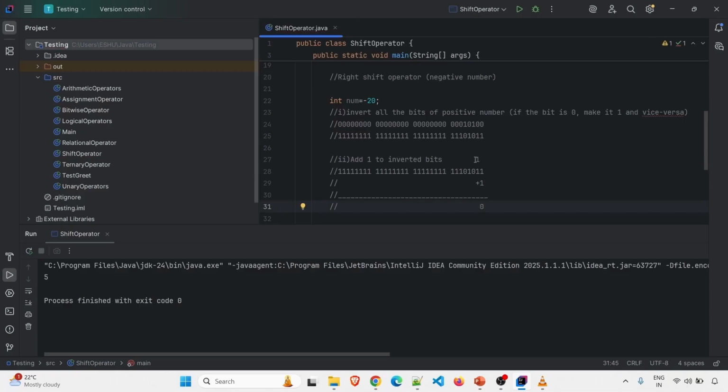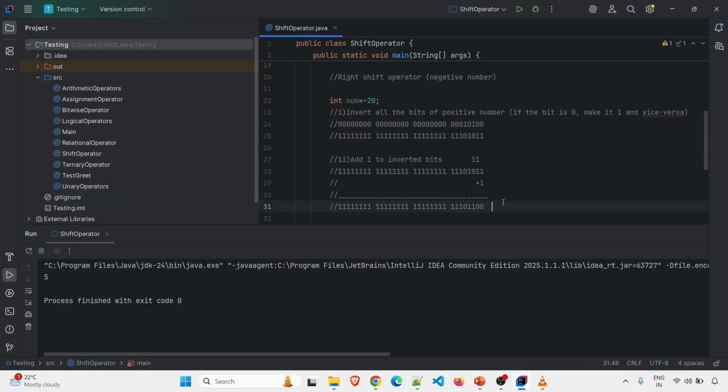Now again 1 plus 1 will be 10. So 1 will be carried and again we will get 0 below. Now again 1 plus 0 will be 1. There will be no carry this time, and the remaining bits we have to copy as they are because we have nothing to add. So these bits will be copied as they are. This is the binary representation for negative 20.